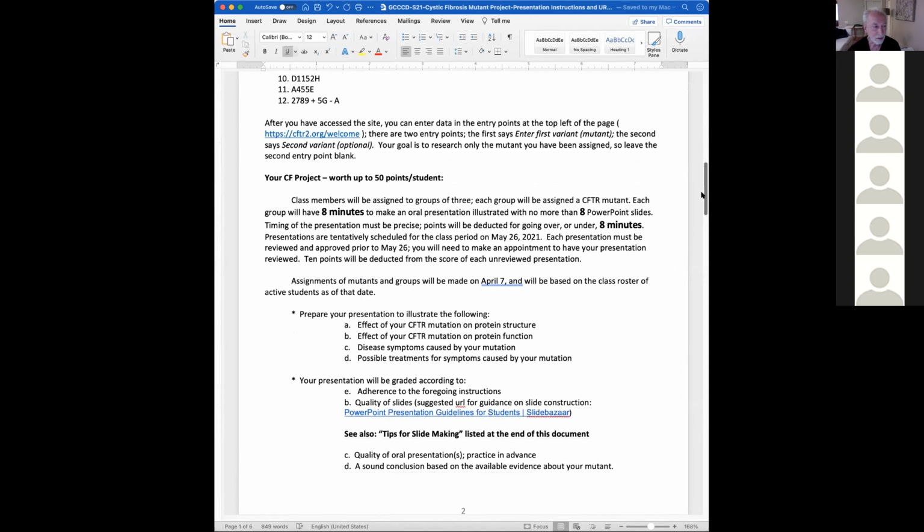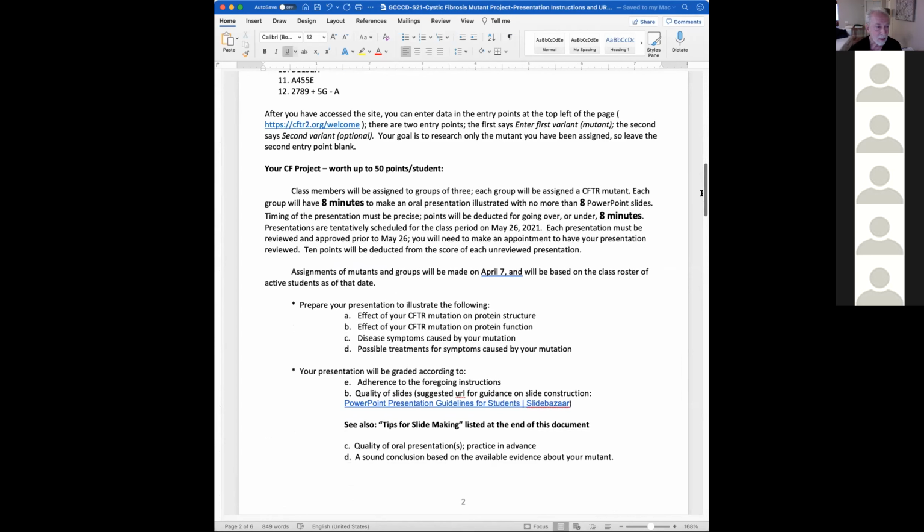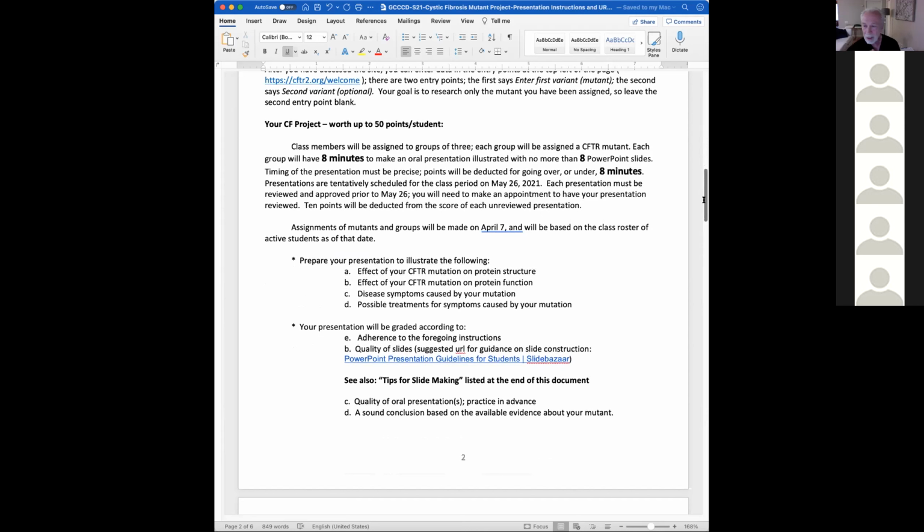What I would like to do is start in the center here where it's Cystic Fibrosis Project. Now, I sent you all a list of the groups and the mutants that have been assigned. Do you have those? Has everybody seen what group they're in? I have not seen that yet. Okay, then I'm going to show that first. Hang on a minute.